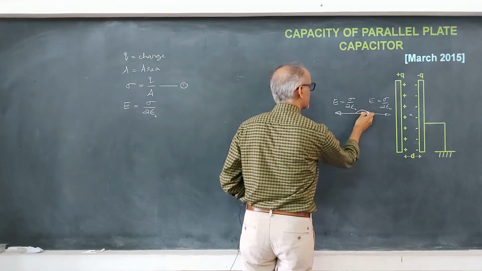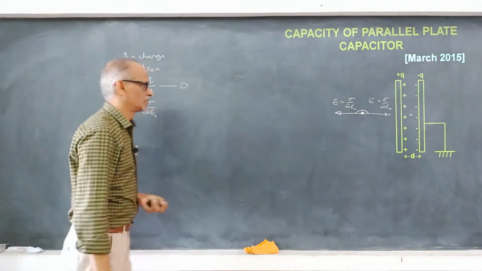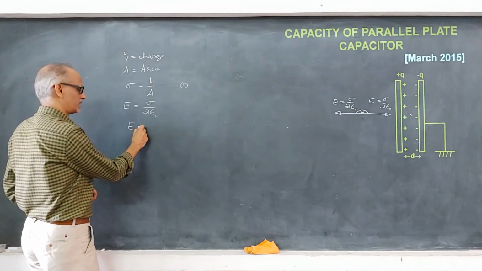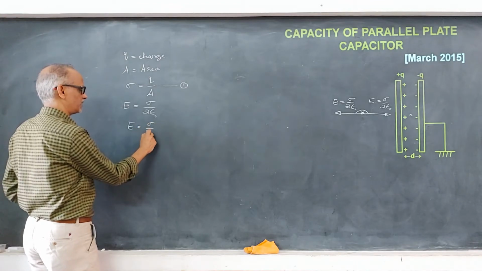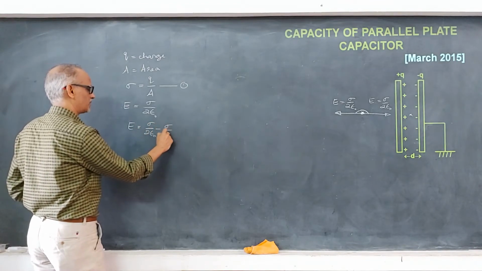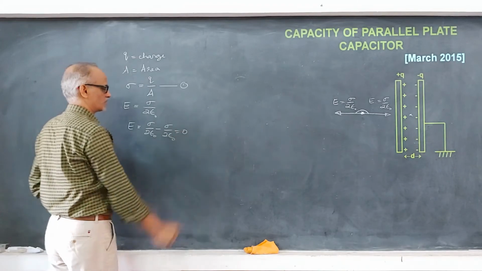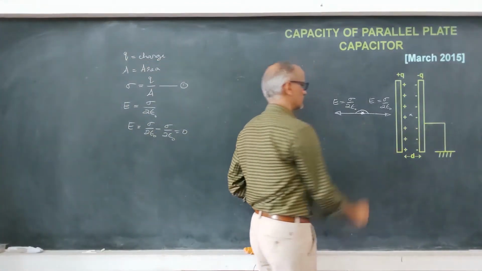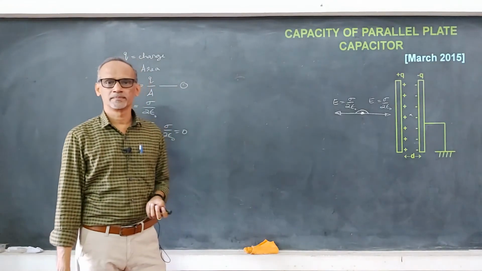So the angle between them is 180 degrees. Therefore, what is the electric field at a point outside? It's given by E is equal to sigma by 2 epsilon naught minus sigma by 2 epsilon naught. That becomes 0. So the field is 0 outside the plates. So that's what we learn.